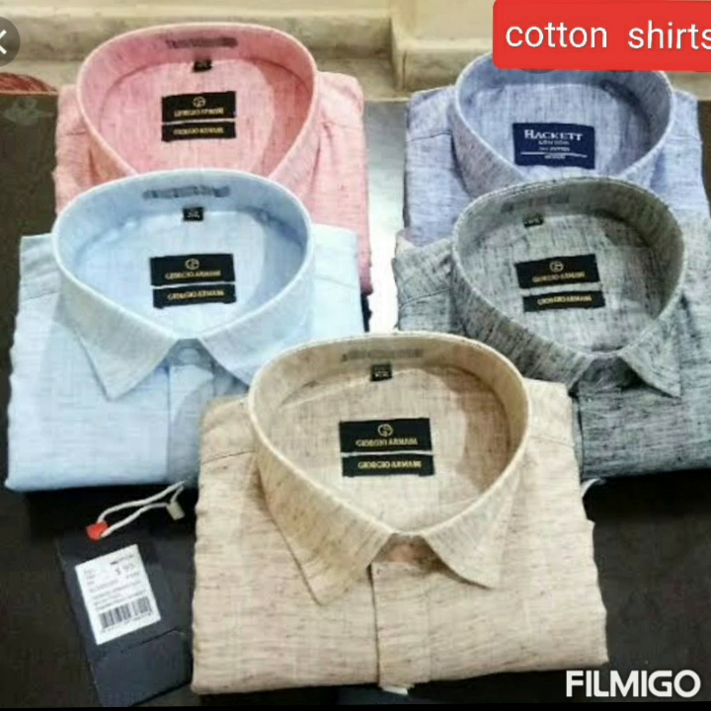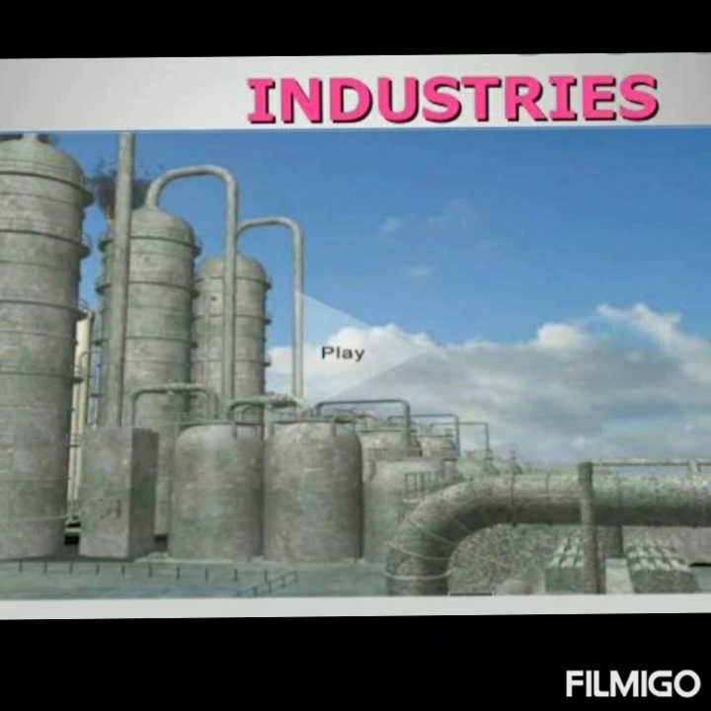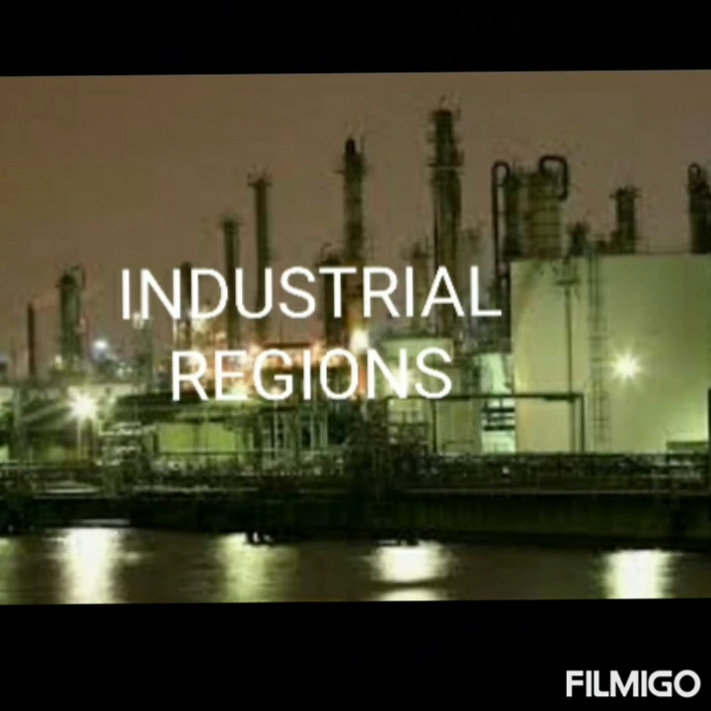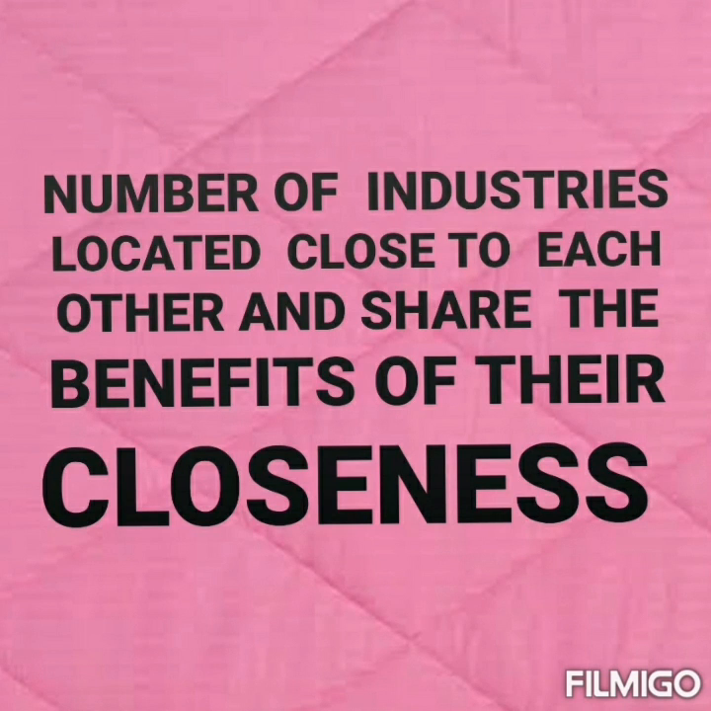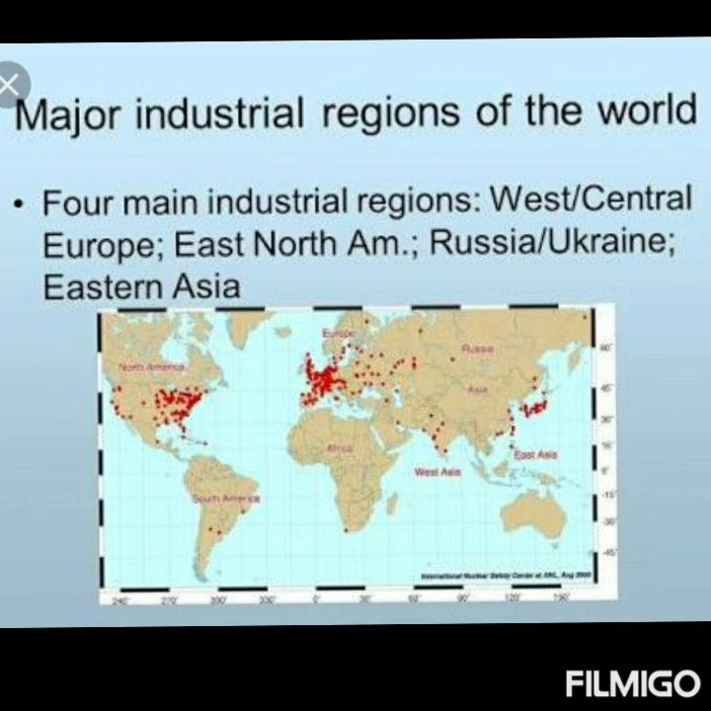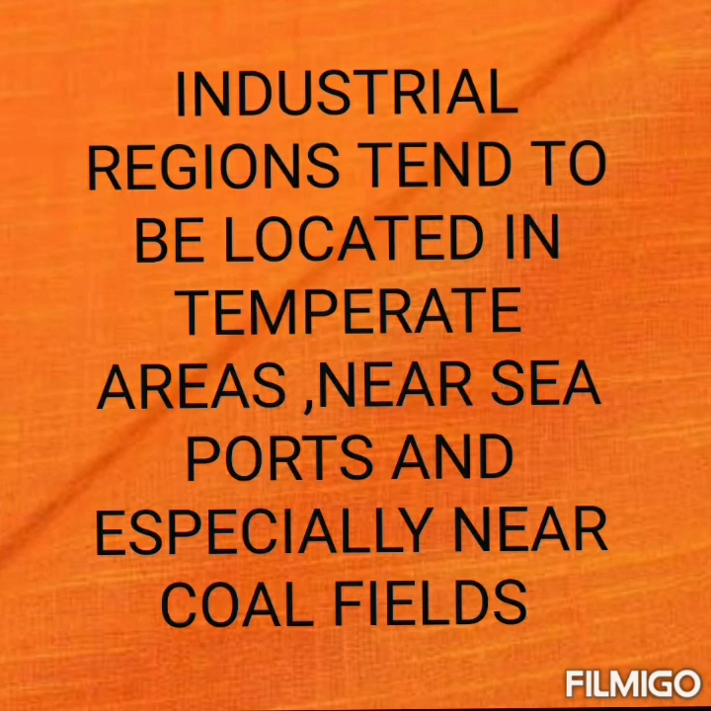Well, students, now let us try and understand where the industries are basically located. That means the industrial regions. Industrial regions emerge when a number of industries locate close to each other and share benefits of their closeness. Major industrial regions of the world are North America, Western and Central Europe, Eastern Europe, and Eastern Asia. Major industrial regions tend to be located in the temperate areas near seaports and especially near coal fields.